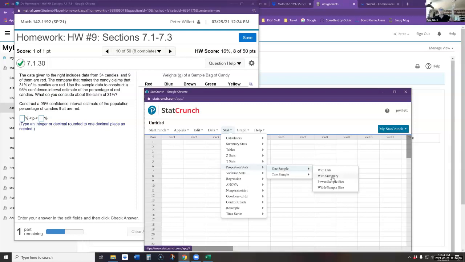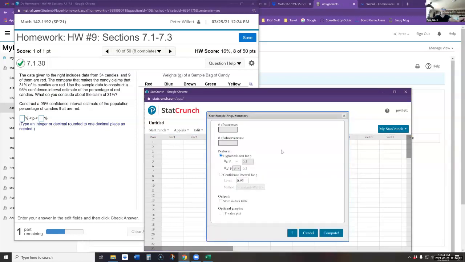And because this is a proportion estimation, we're going to go to proportion stats, 1 sample with a summary. So all this tool wants is to know how many successes out of how many observations, because then you can create a proportion for your sample. And we're going to go to confidence interval because we are asked to produce a confidence interval. Notice already the default level for a confidence interval is 95%. You don't need to mess with the method here. It's automatically set to the default we want.